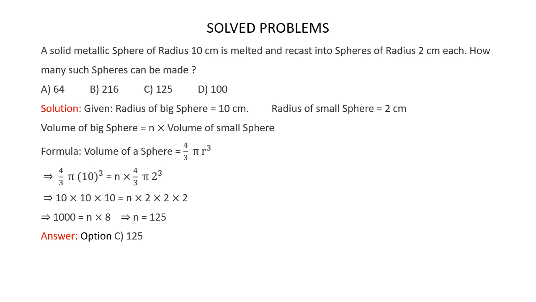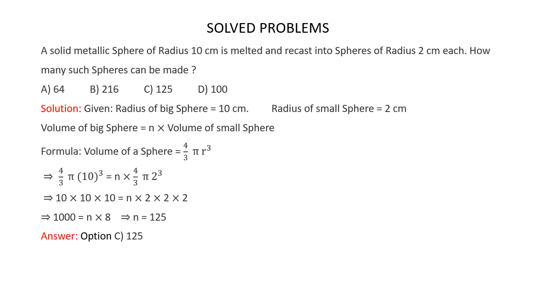Now since the big sphere is melted and recast into many small spheres, this means that volume of the big sphere is equal to n multiplied by volume of small spheres. Here n is the number of small spheres. Now we know that the formula for volume of a sphere is volume of a sphere equals 4 by 3 pi r cubed. Now we know the radius of the big sphere is 10 centimeters and the radius of the small sphere is 2 centimeters.